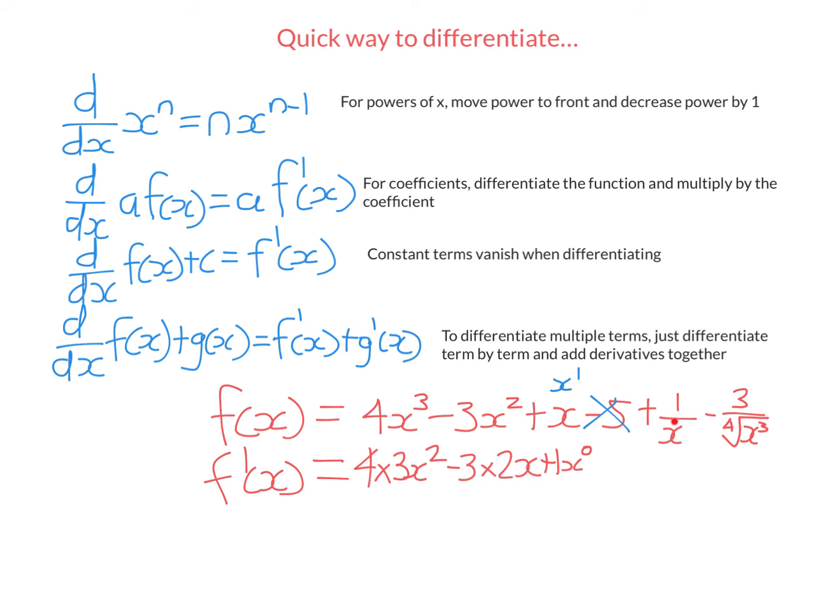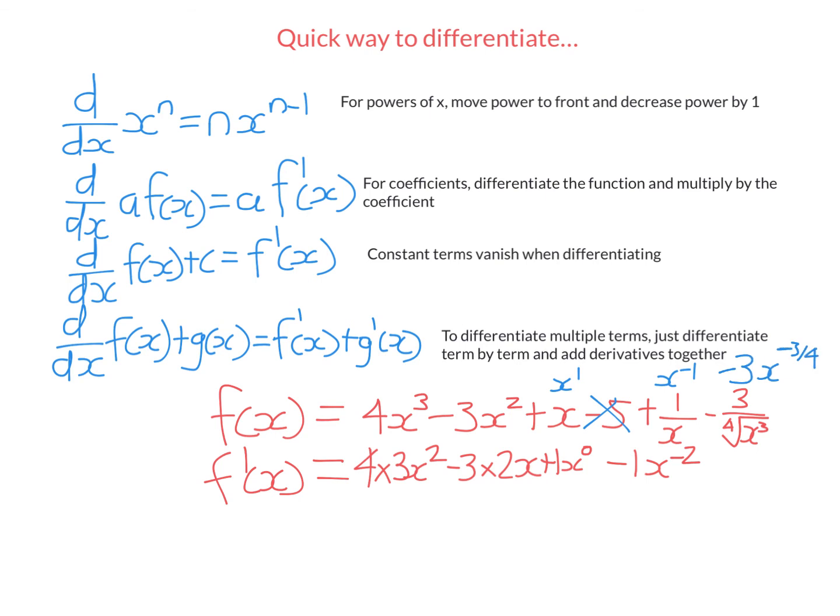So how do we differentiate something like this? Well, note 1 over x is x to the power of minus 1, and I can use the same rule. I move the power to the front to make it a minus 1 and decrease the power by 1. How do I differentiate something like this? I want to write it as x to the power of something because those are easy to differentiate. I can write this as minus 3. Now, the fourth root of x to the power of 3 is x to the power of 3 over 4, but because it was on the bottom of the fraction, it's a negative power.